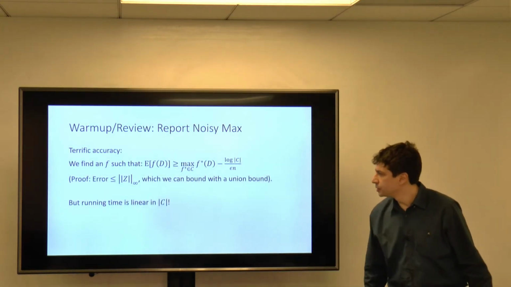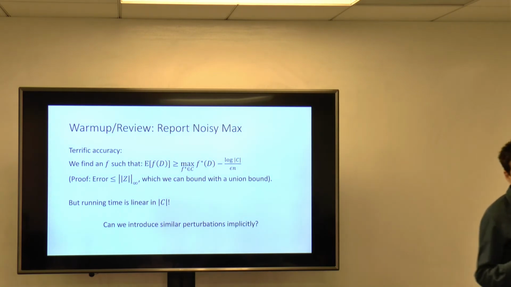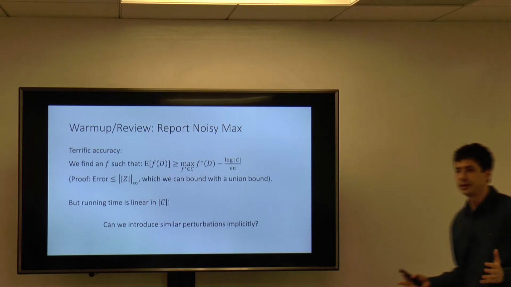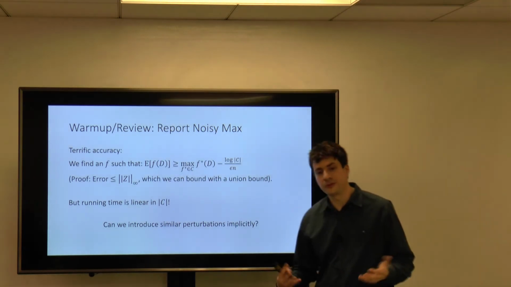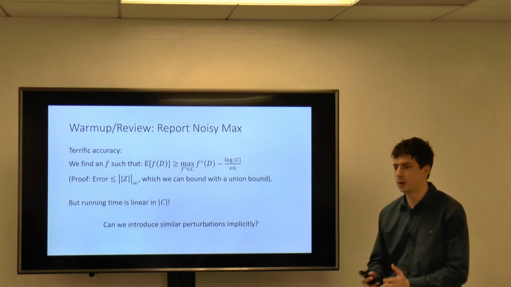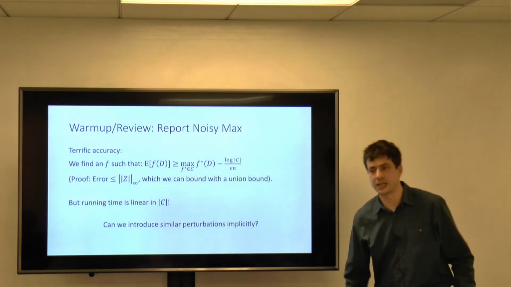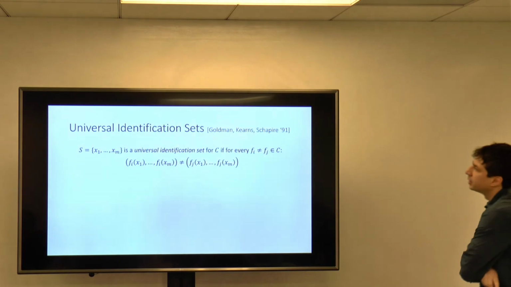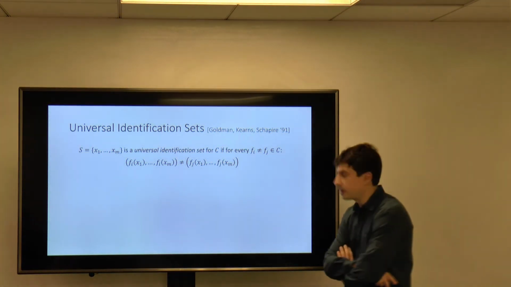Okay, so somehow we'd like to do a similar kind of thing, but introduce these perturbations only implicitly in a way that still allows us to prove privacy, but doesn't require enumerating the class that we're trying to optimize over. Okay. So here's the piece of structure that we're going to use.